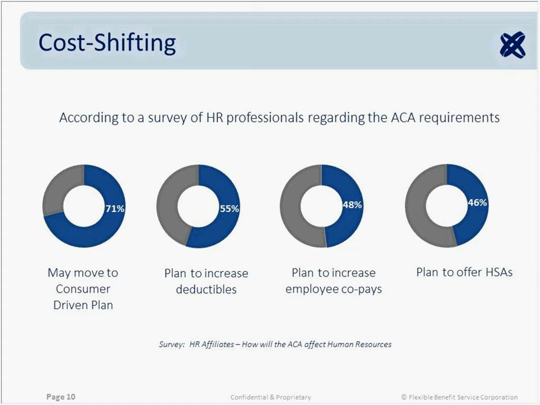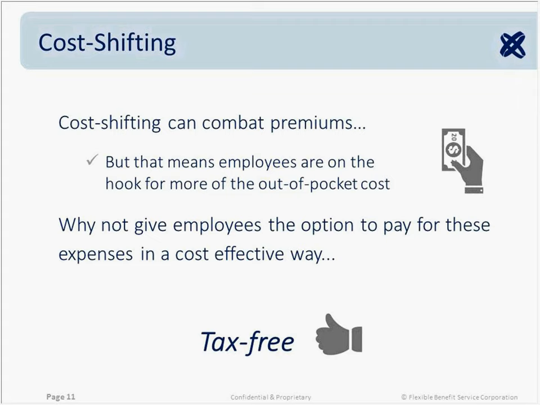Regardless of what the response was, we can sort of put all of those in the same bucket in that employers are looking to shift more cost to employees as a way to curb their own expenses of maintaining health plan coverage for their employees. And while cost shifting can help with controlling premiums, at least to some extent, that also means now your employees are going to be on the hook for more of their out-of-pocket expenses. They're going to have those higher deductibles, those higher copays, those higher coinsurance amounts.